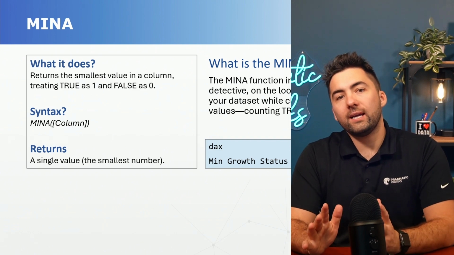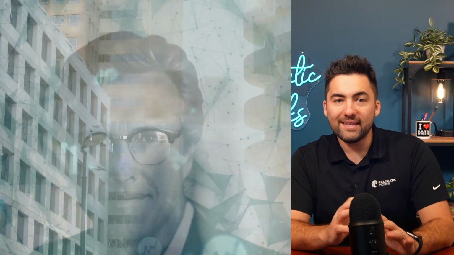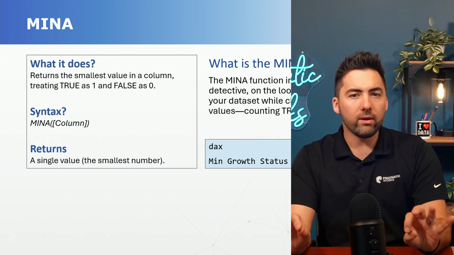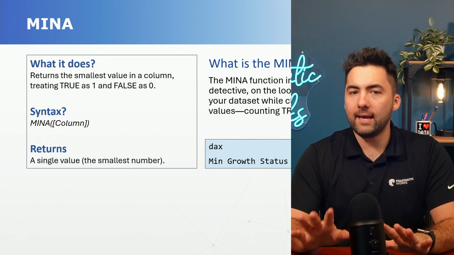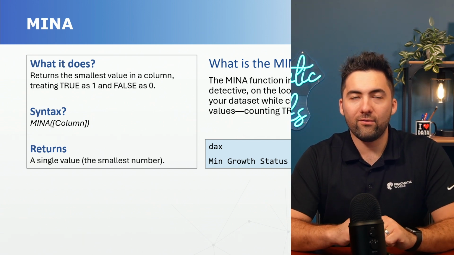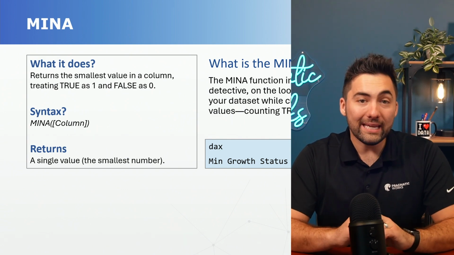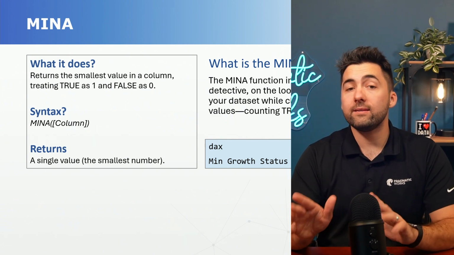Kind of think of it like, again, a detective. Detectives are great for these min-x, min-a types of functions. They want to find the smallest value, but this is a very special detective. They have, I don't know, X-ray vision, and they can read those true, false as numbers.